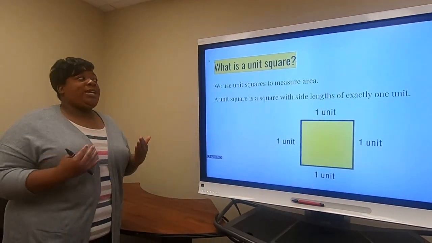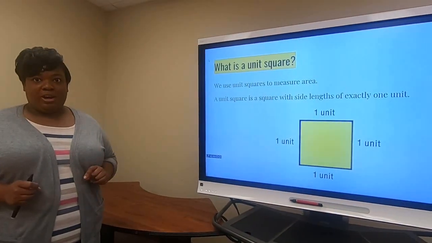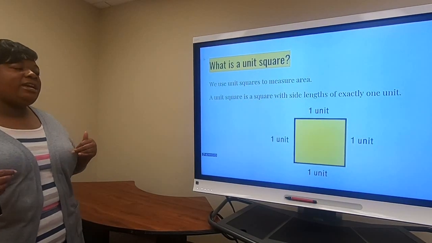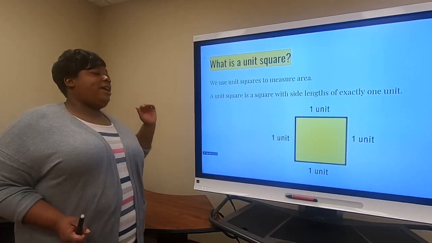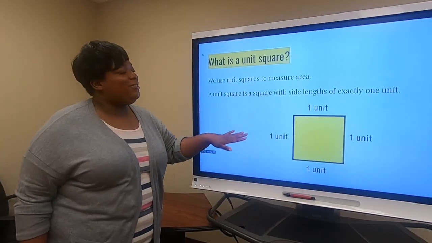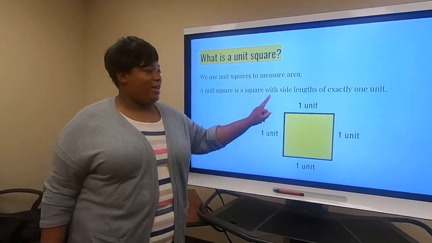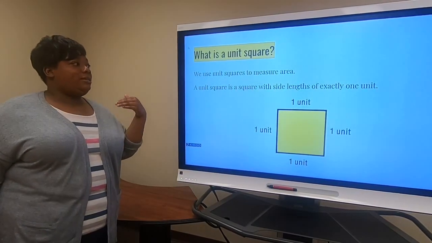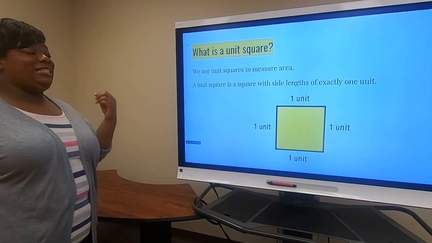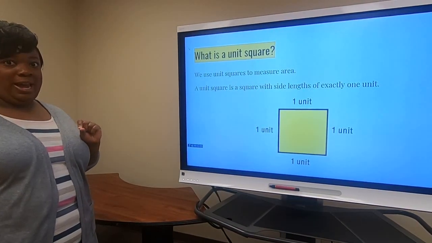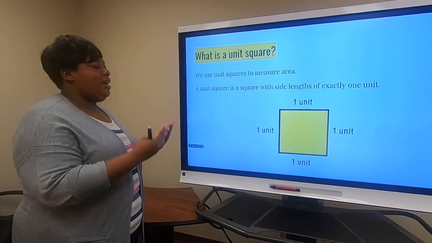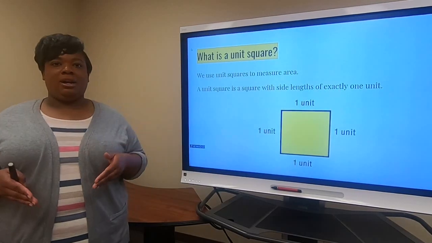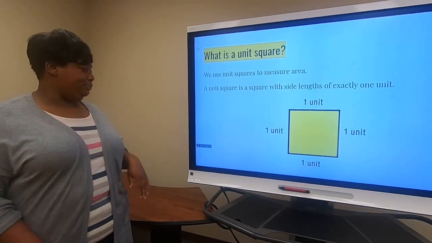Now, we use unit squares to measure area, okay? So I know you want to know, what is a unit square? Well, if you look at my picture here, I have a yellow square where all the sides are exactly the same length, okay? So a unit square is a square with sides of exactly 1 unit, okay? So what we're doing when we find area, we're trying to find out how many of these unit squares are inside a closed figure or a plane figure, okay?